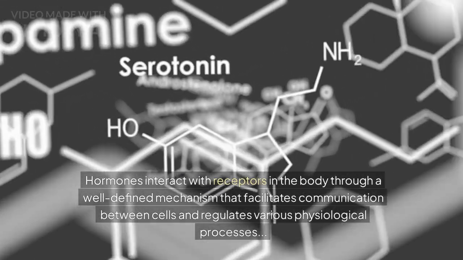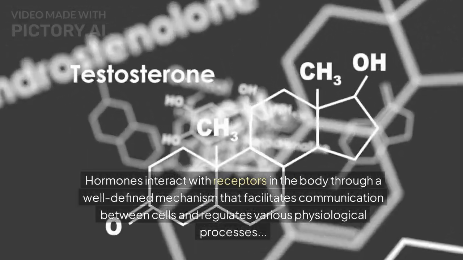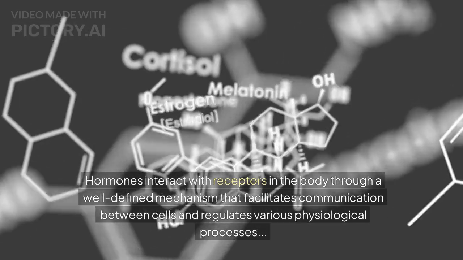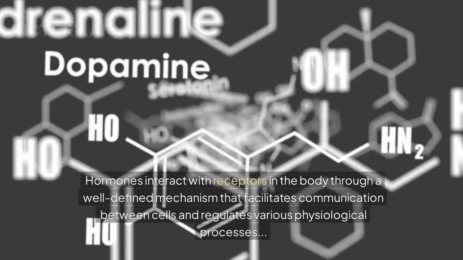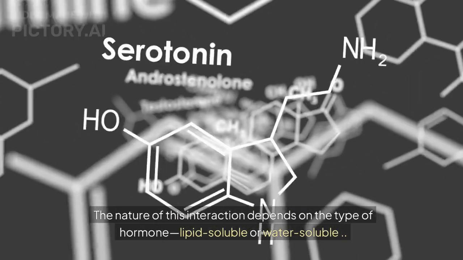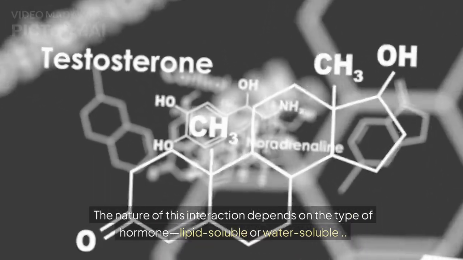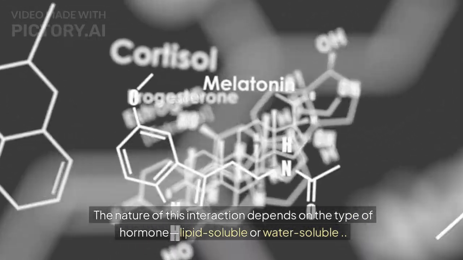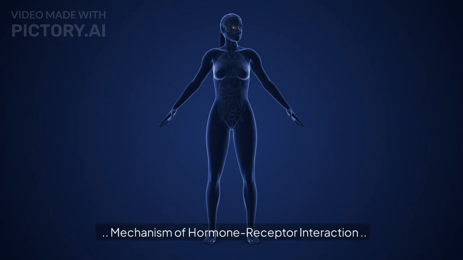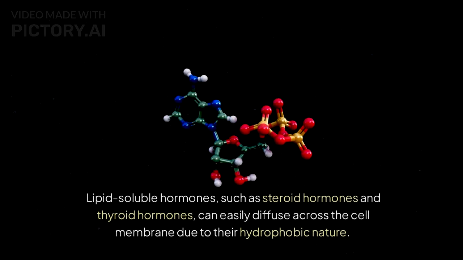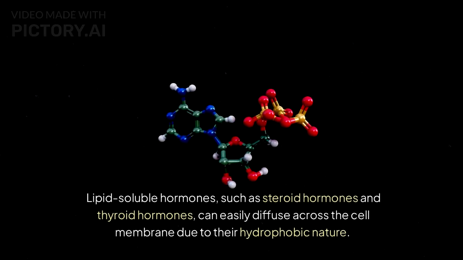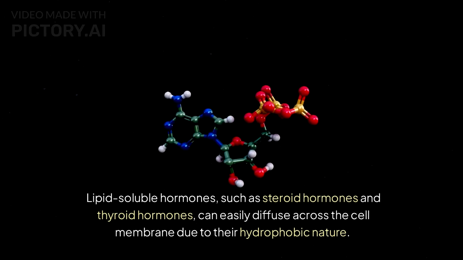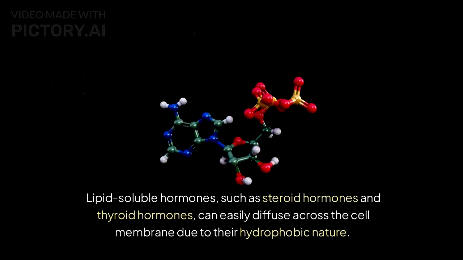Hormones interact with receptors in the body through a well-defined mechanism that facilitates communication between cells and regulates various physiological processes. The nature of this interaction depends on the type of hormone, lipid-soluble or water-soluble. Mechanism of hormone-receptor interaction. Lipid-soluble hormones, such as steroid hormones and thyroid hormones, can easily diffuse across the cell membrane due to their hydrophobic nature.